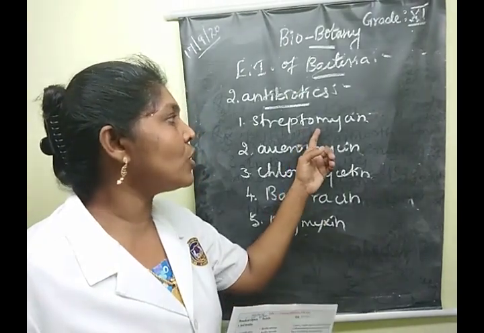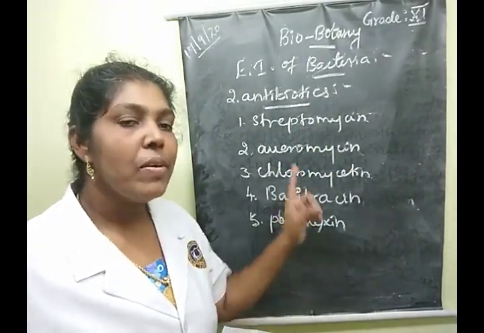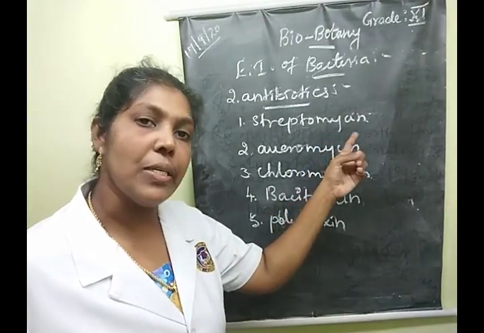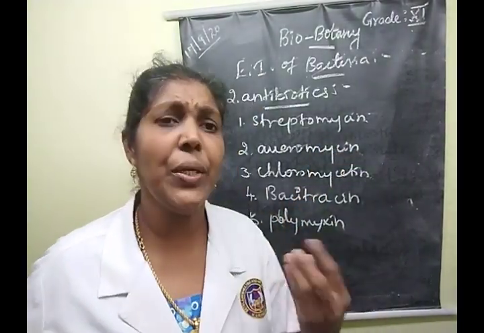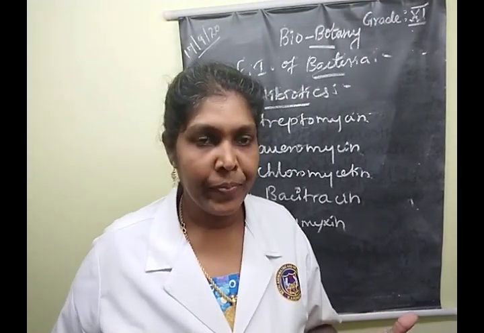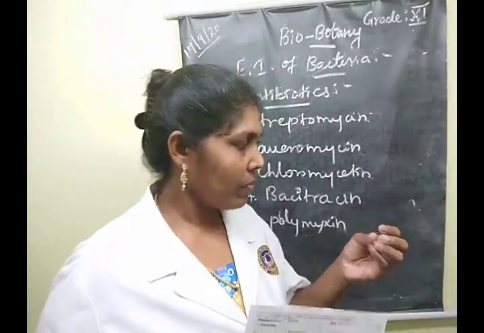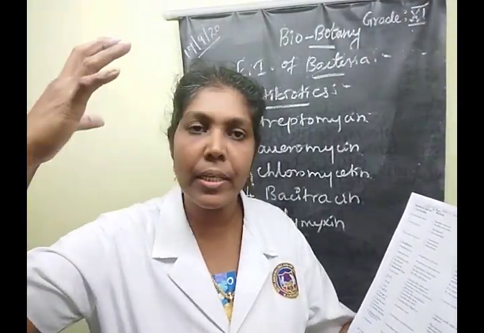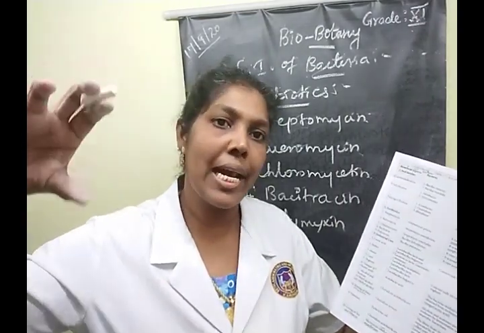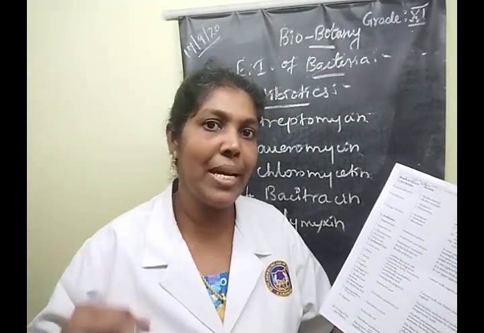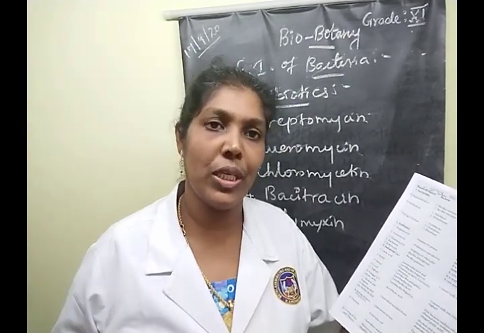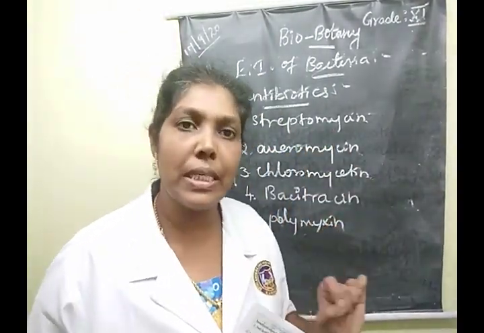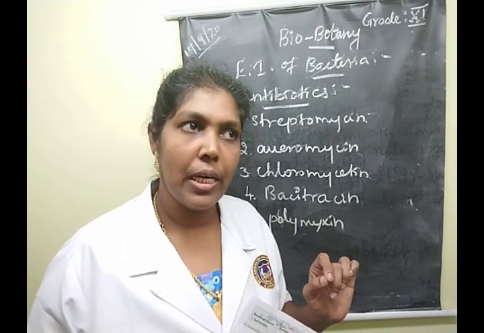Okay, what are the uses of these antibiotics? First of all, streptomycin is used for curing urinary infection, pneumonia, and meningitis, which means the outer layer of the brain becomes swollen. That's meningitis. Then tuberculosis, the lung-affecting disease. So these are the diseases for which streptomycin is used. Clear, children? Did you understand? Say yes or no? Yes.